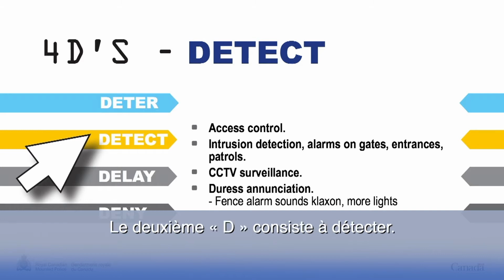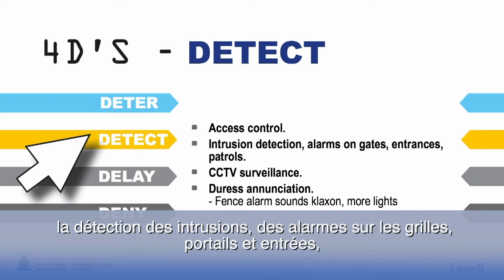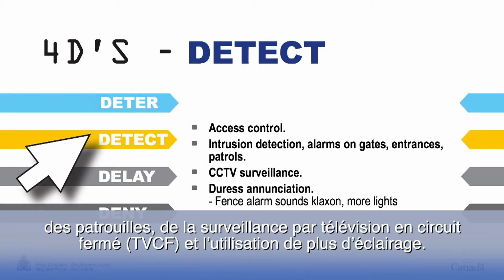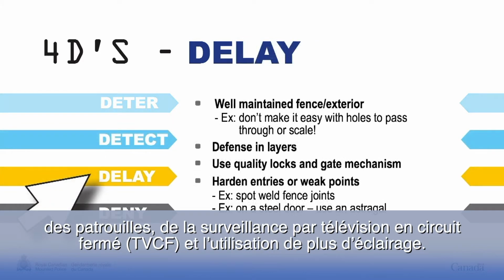The second D is detect. We detect potential crime through access control, intrusion detection, alarm on gates, entrances and patrols, CCTV surveillance, and duress enunciation, such as fence alarms and using more lighting.